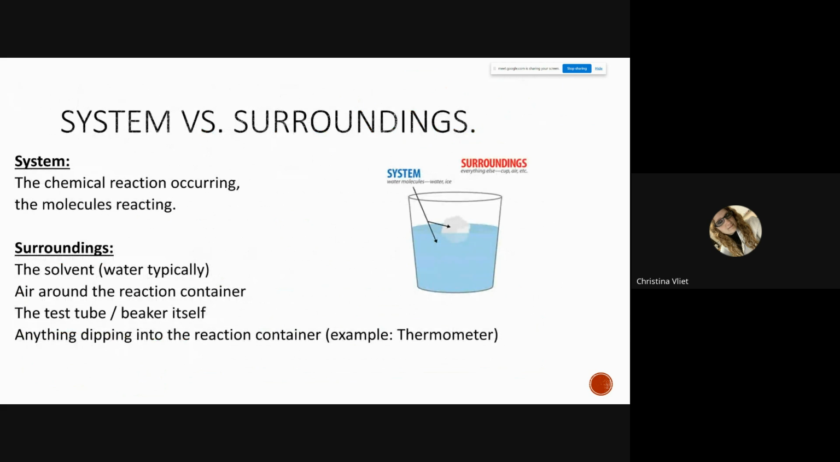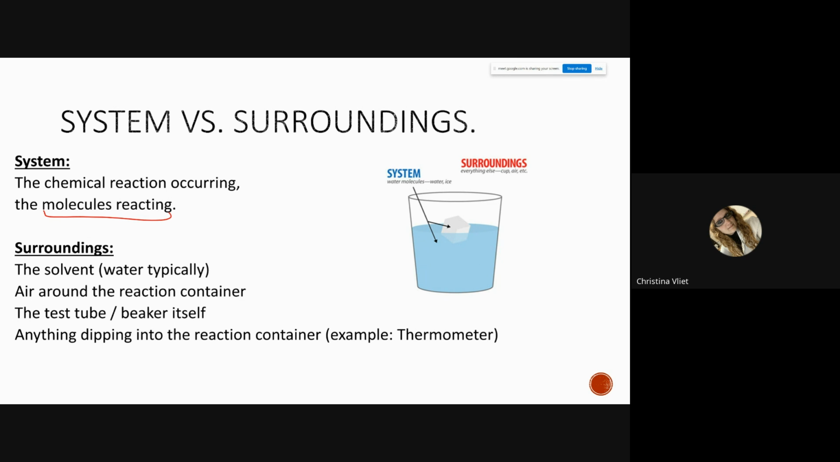All right, next thing. What is a system versus what is a surrounding? This terminology you need to be familiar with. It's used in physical science, physical chemistry, and physics. System is literally just the molecules reacting. The system we're studying is another way to think of it, the actual reaction occurring. Surroundings is anything in the universe that's not the system. So everything else.